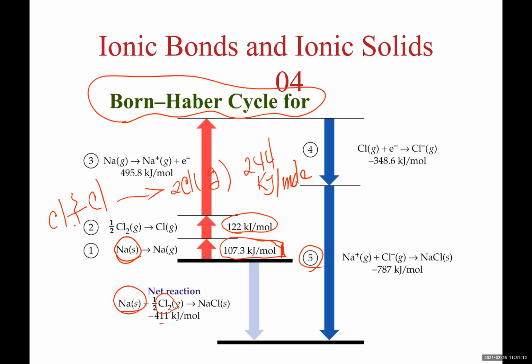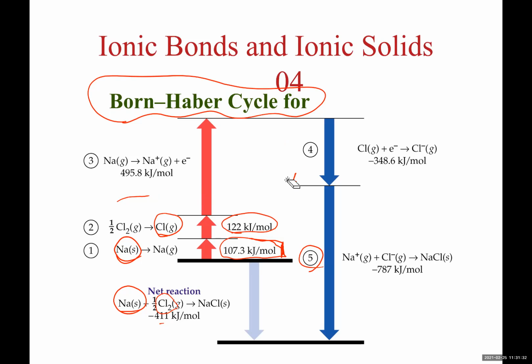But remember, look at this. This reaction is producing 2 chlorine atoms. Why don't I divide this by 2? So I calculate how much energy is needed to make 1 mole of atomic chlorine, not 2 moles. Again, these are coming from a table. You're not supposed to know this. You're not supposed to memorize this.